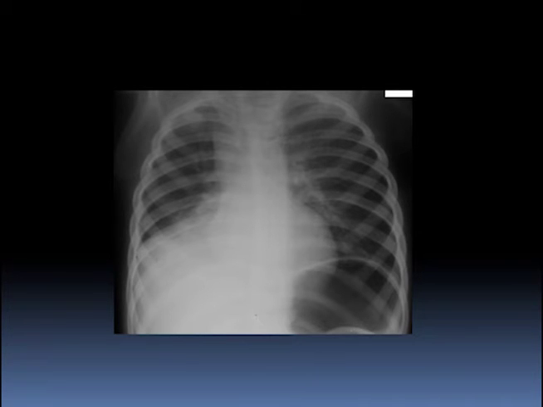Okay, what borders are missing here? Okay, we can see the left heart border and the left diaphragm very clearly, but the right diaphragm we can't see, and we can't see the right heart border. This would mean that there's consolidation in the right middle and lower lobes in this.